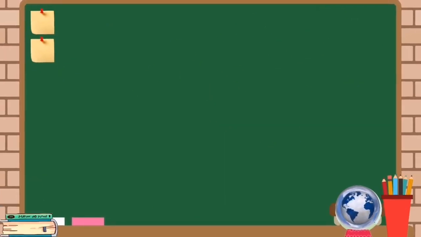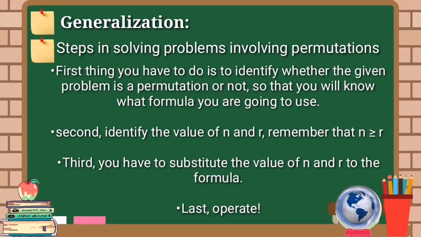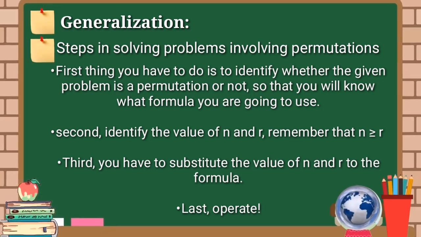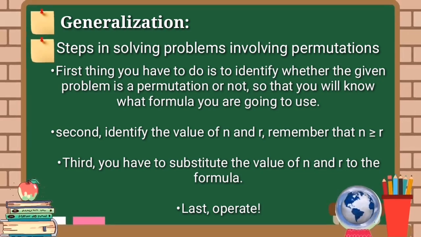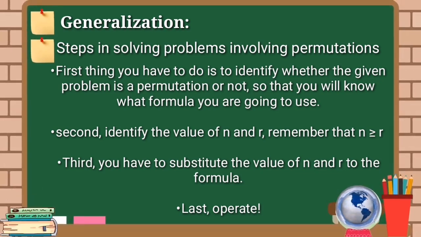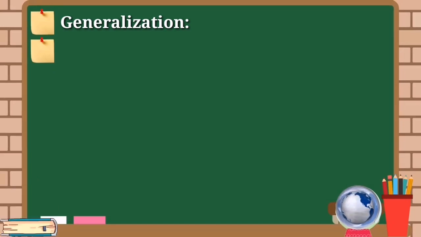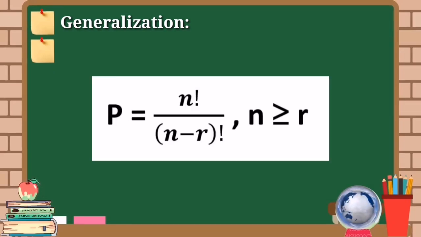To sum up our lesson, these are the steps in solving problems involving permutations. First, identify whether it is a permutation or not. Second, identify the value of n and r. But remember that n is greater than or equal to r. Then next, substitute. Then lastly, operate. So the formula again is P is equal to n factorial over the quantity of n minus r factorial.